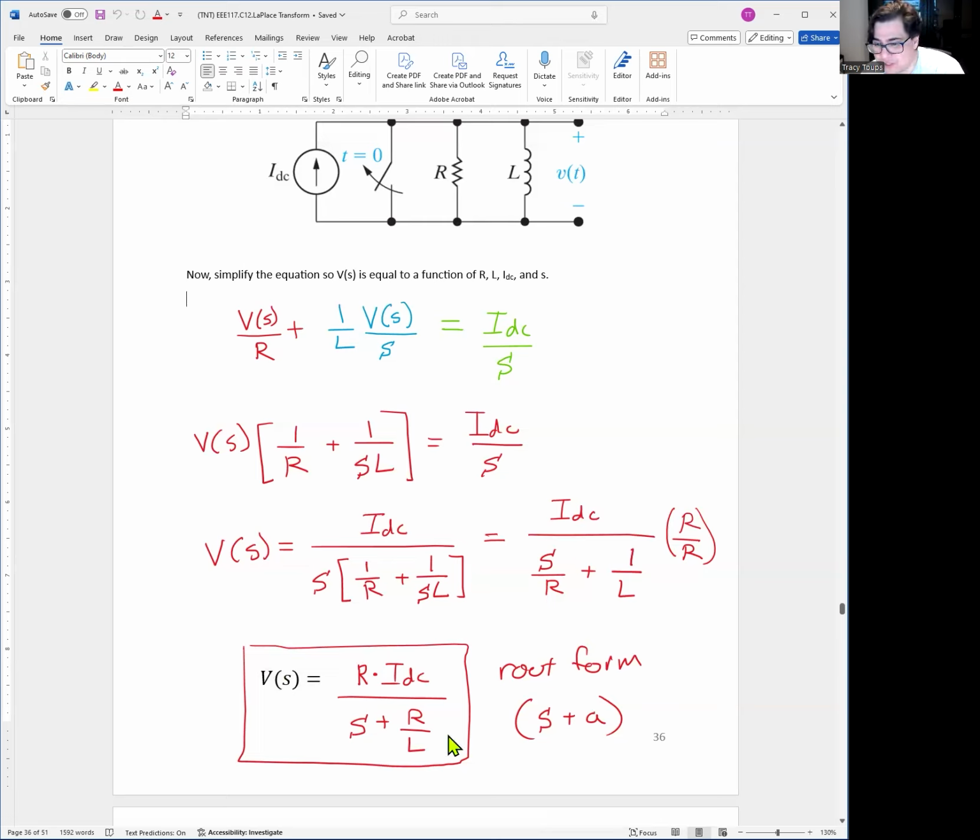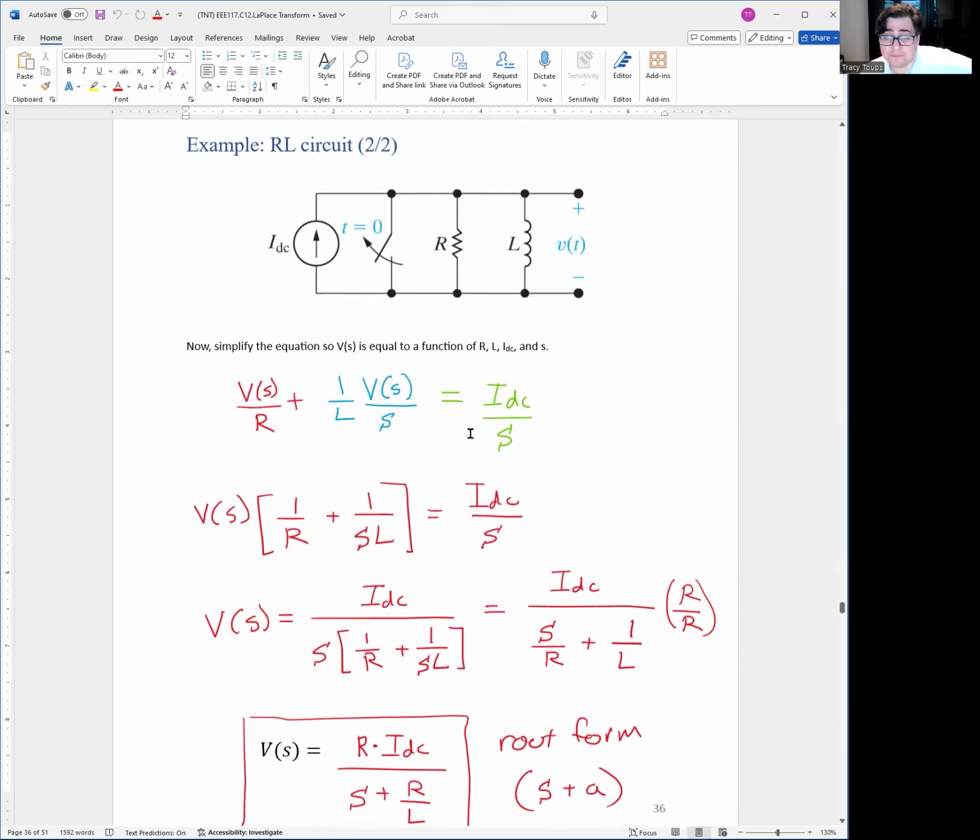Okay. It's very good on the bottom to keep what we call the root form. If you remember from middle school, we talked about the roots of an equation, right? You remember the FOIL and all that, ax squared plus bx plus c and all that stuff, right? That's the type of roots we're trying to go to. So here, s plus a is a root where a can just be R over L or something. Okay. So it's just a common thing. We like to put everything in root form. Okay. So this is literally the answer to this circuit right here.